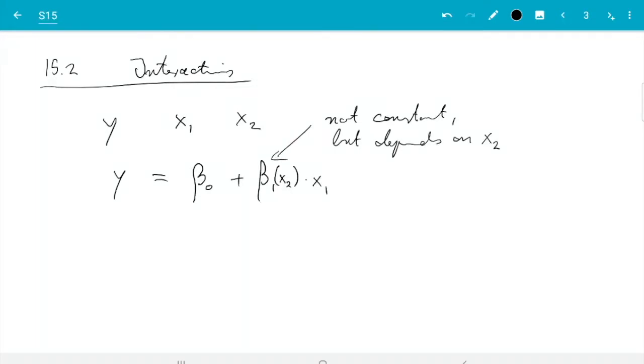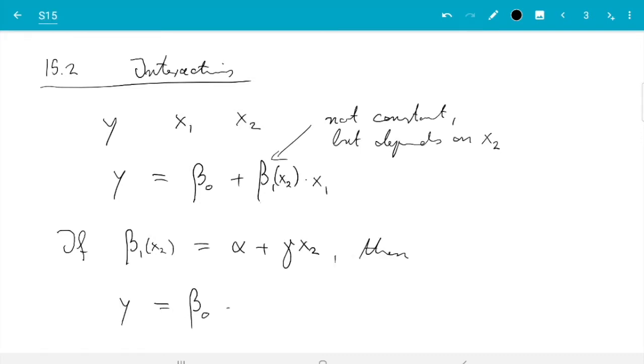There is one exception to that, namely if beta 1 is a linear function of x2, then we are still good. So if beta 1 of x2 is, say, alpha plus gamma x2, I'm avoiding beta here, then y would be beta 0 plus alpha plus gamma x2 times x1. If I expand that, I get beta 0 plus alpha x1 plus gamma x1 times x2. Despite the presence of this product, that is a linear model because it's linear in the coefficients: linear in beta 0, alpha, and gamma.